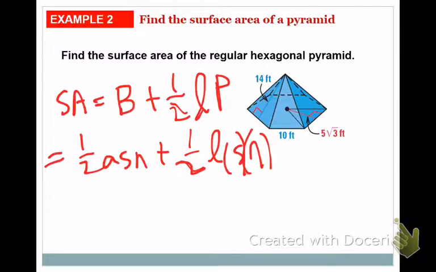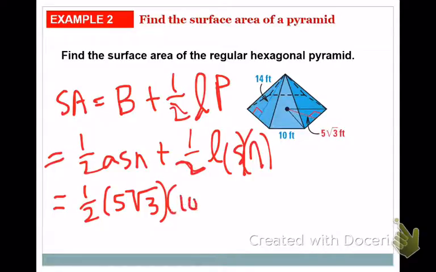So all that is equal to 1/2. The apothem is 5 radical 3. The side length is 10, and the number of sides is 6. Everybody see where I got those numbers? The apothem of the hexagon is 5 radical 3. The side length of the hexagon is 10, and the number of sides is 6. Plus 1/2 L, L is 14.